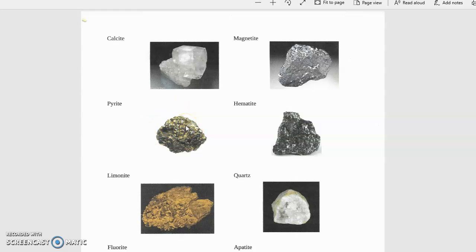This next one is pyrite. I mentioned this earlier during the lecture. This is a brass yellow type of color. The luster is somewhat metallic. It reflects light quite well.